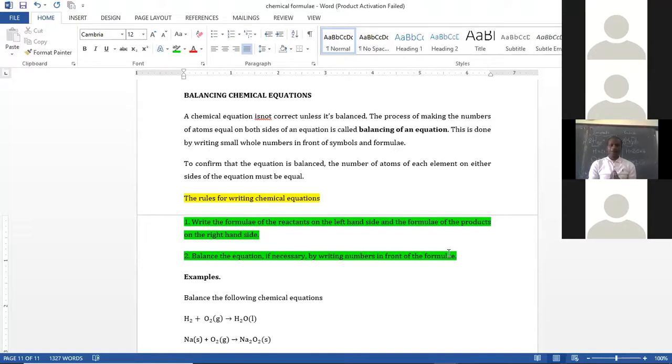formulae. Now, this whole process of writing the equation, then adding in numbers in front of formulae to make sure that atoms on the left-hand side are equal to the atoms on the right-hand side. That whole process is what we call balancing equations.